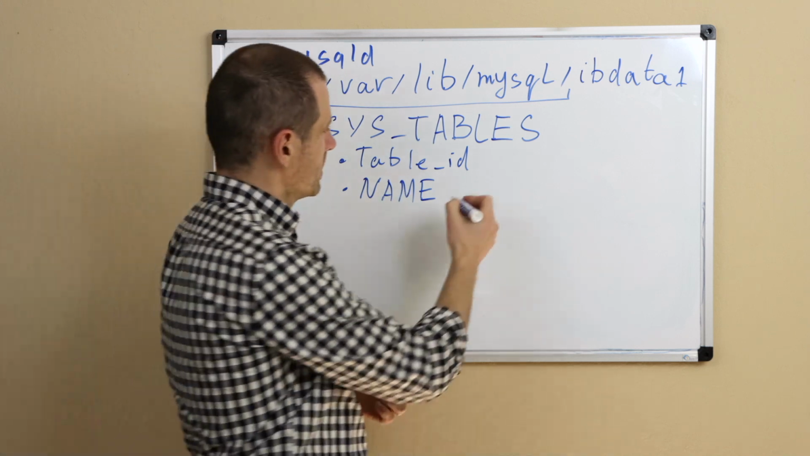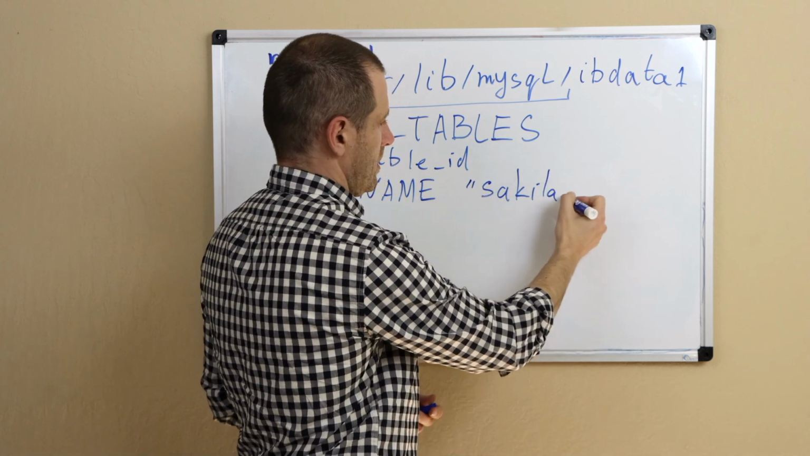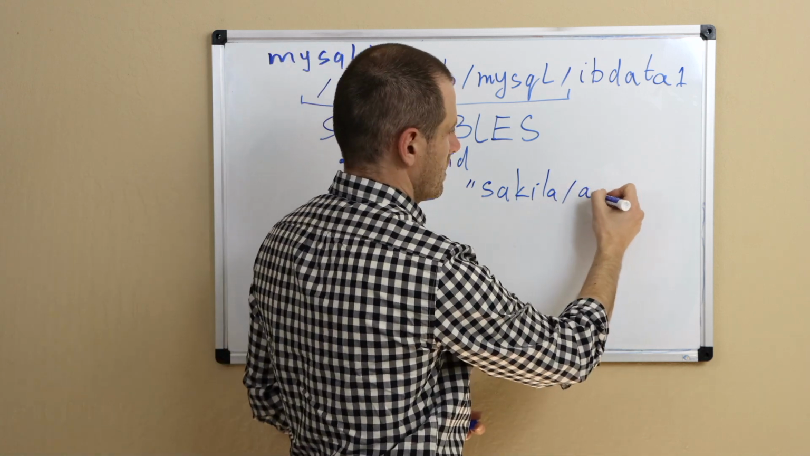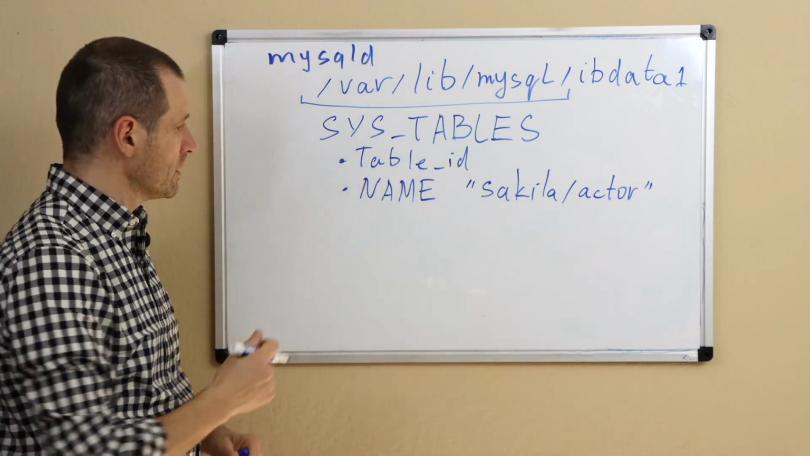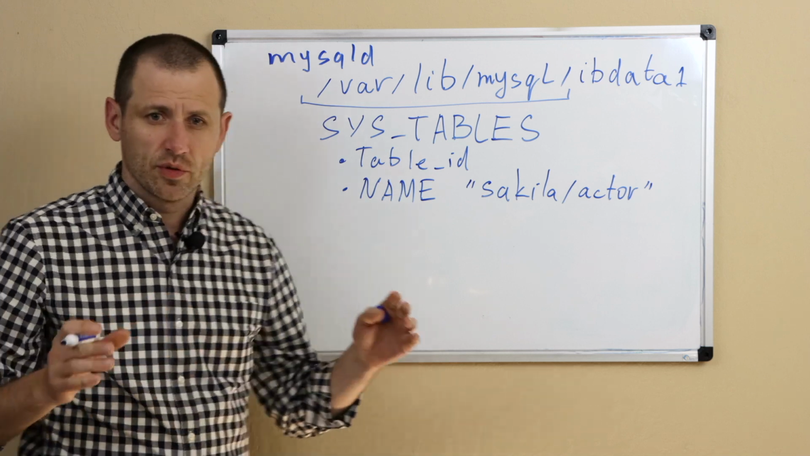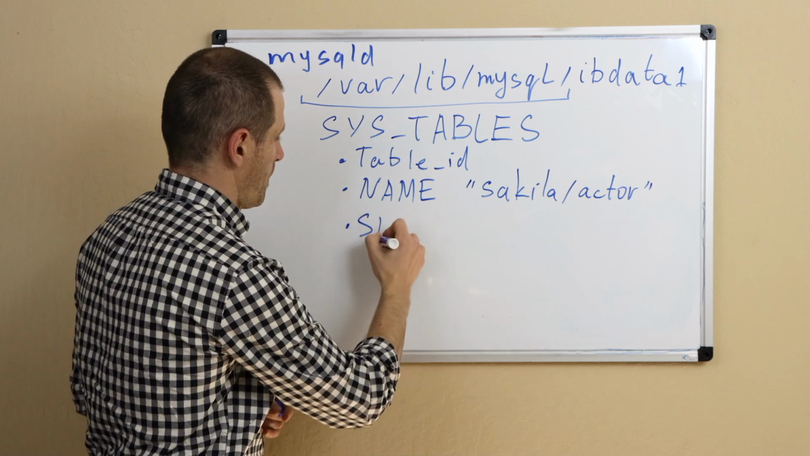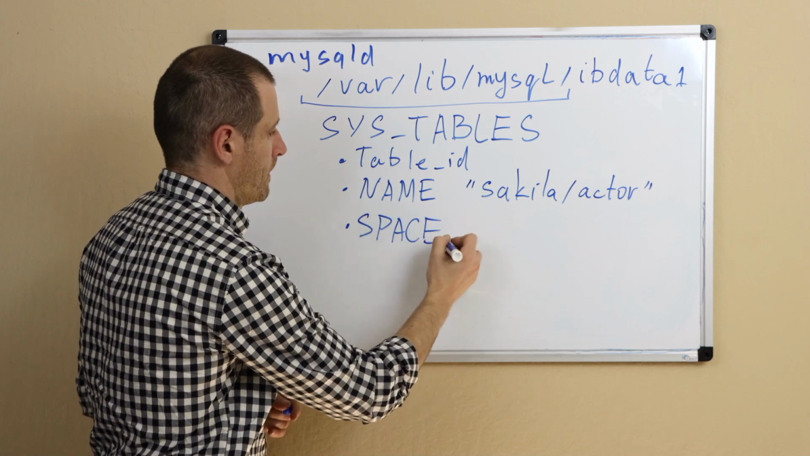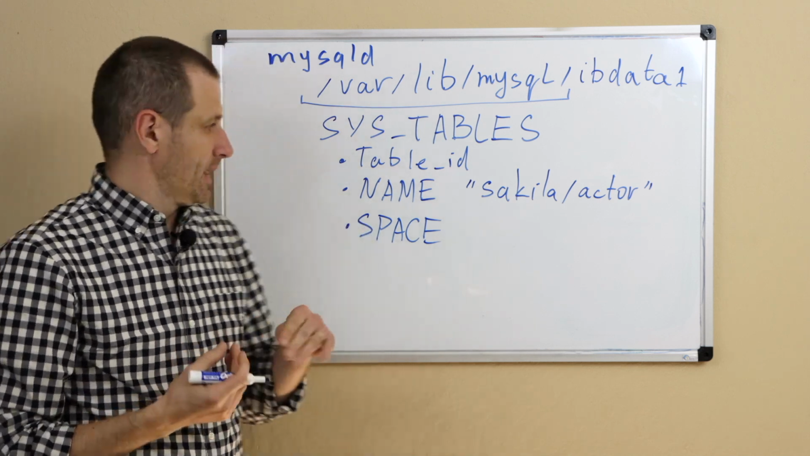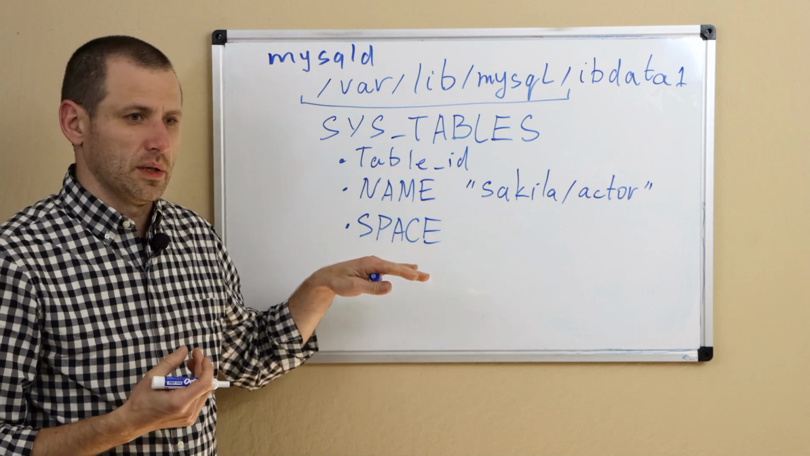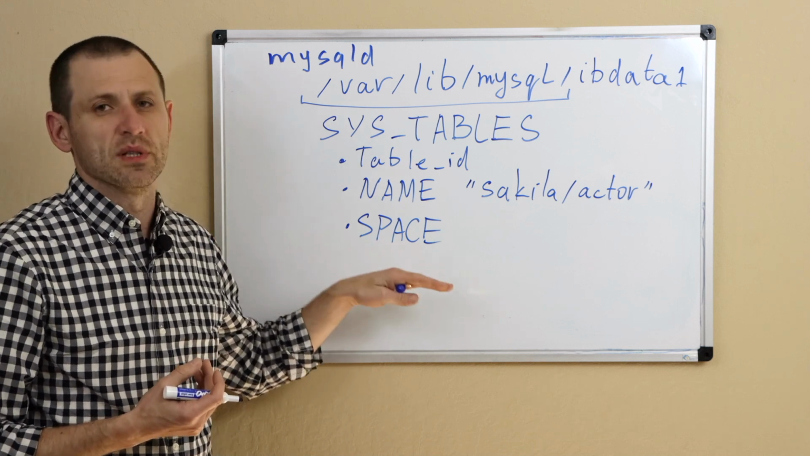For the sake of example, let's say for the Sakila database, table actor, the name will look like this. There are some other columns. For the context of this video, the important column is space. It's also an integer, also an incrementing integer. It actually means where the indexes of this table are stored, in what tablespace.